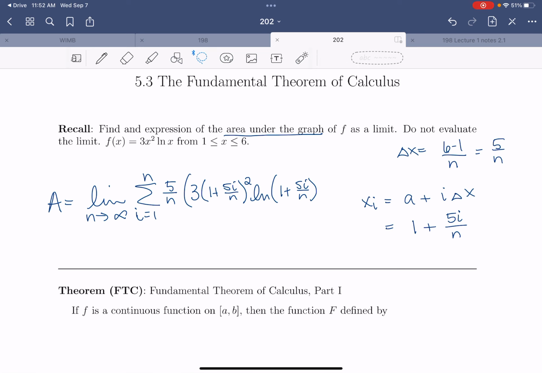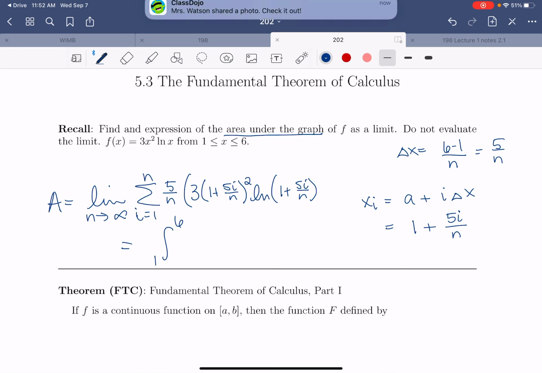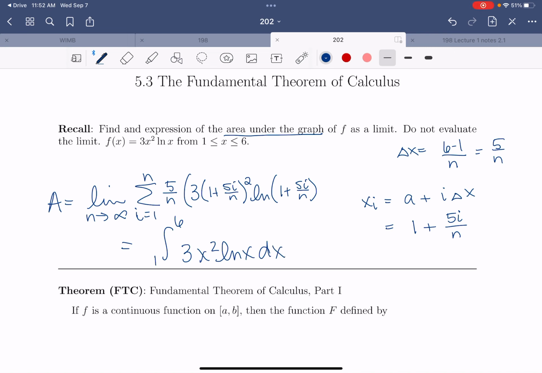And so if we wanted to know what that was and not just approximate it, we would then have to go and figure out what the summations of all these things are. And that gets really difficult. So we need something else, okay? How do we calculate these a little bit easier, right? And we know that this is the same as the integral from 1 to 6 of our function 3x squared ln x dx. Okay, we know those two things go together from section 5.2.